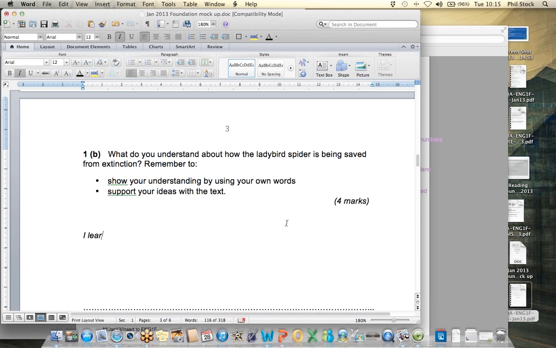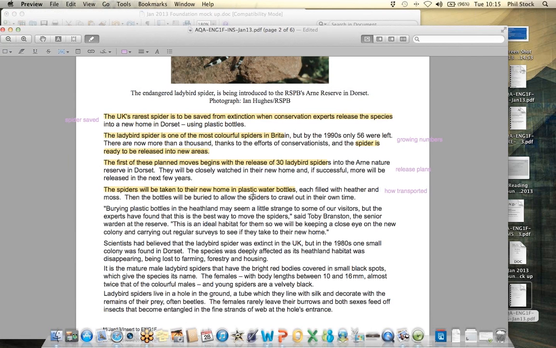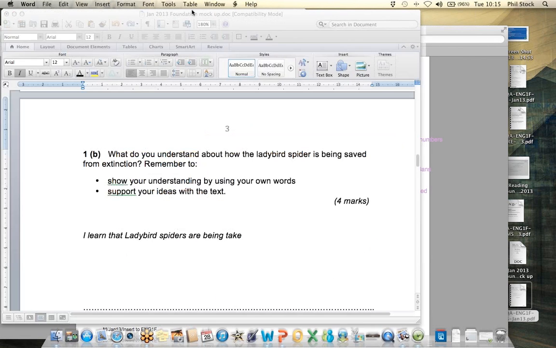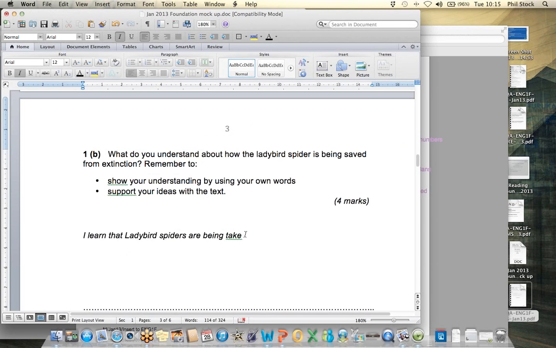What do you understand about how the ladybird is being saved from extinction? I learn that ladybird spiders are being, let's just see what the text said, taken to their new home in plastic water bottles. Being taken to their new homes in plastic water bottles. Okay, now at the moment that's probably only going to get me a mark if I'm lucky, because I haven't really demonstrated that I've really understood what that might mean.